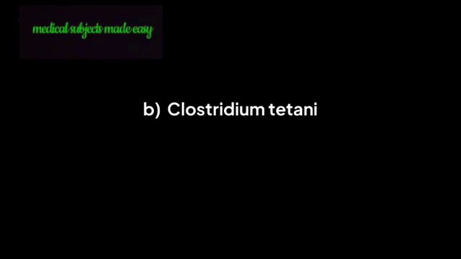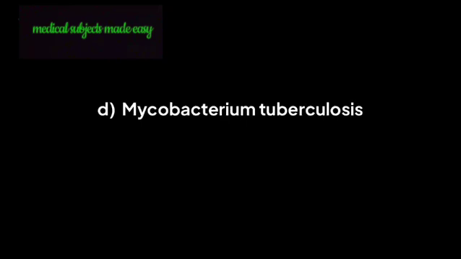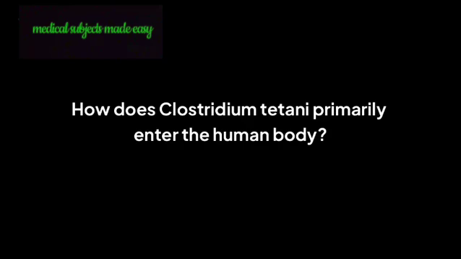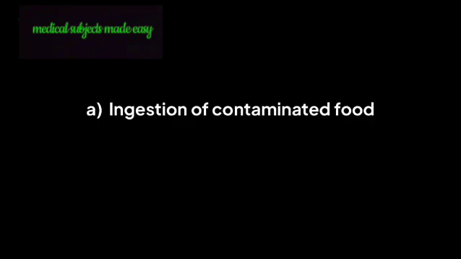Ingestion of contaminated food, inhalation of airborne droplets, contamination of wounds with spores, direct person-to-person contact. Third question, what is the primary mechanism of tetanus toxin's action? Destruction of red blood cells, interference with inhibitory neurotransmitter release, blockage of antibody production, damage to the liver.